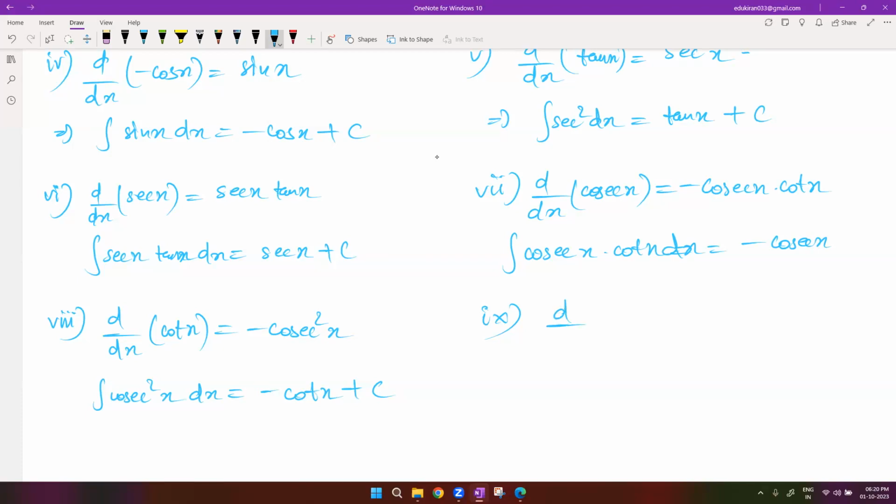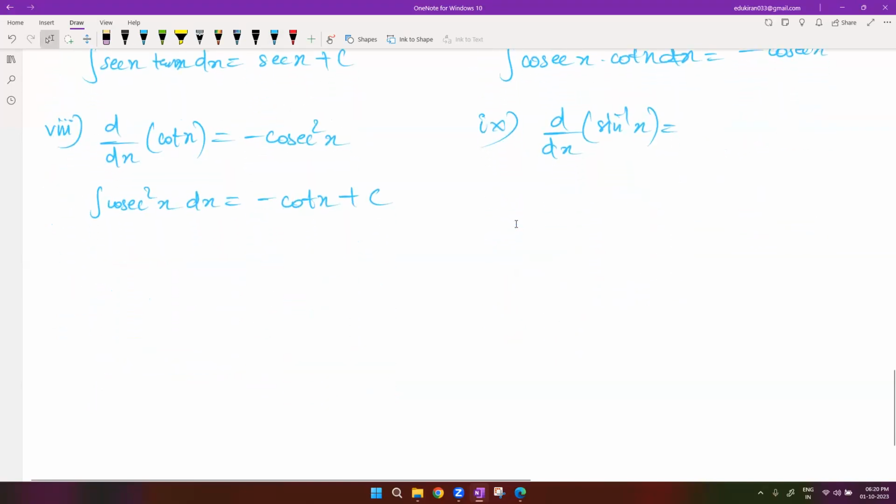Okay. We do know the differentiation of inverse functions also. What is the differentiation of sine inverse x? 1 by root over 1 minus x square, which means that if you try to integrate an expression like this, the answer would be sine inverse x.